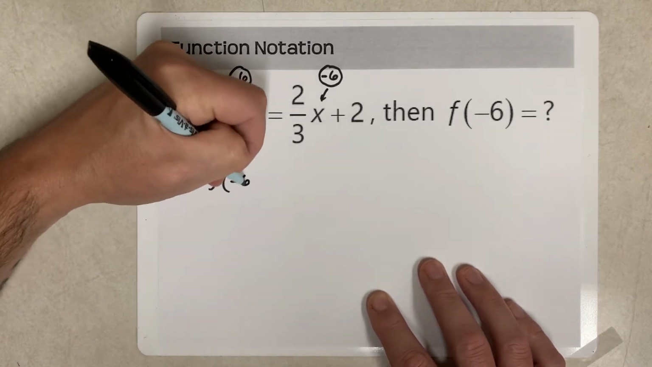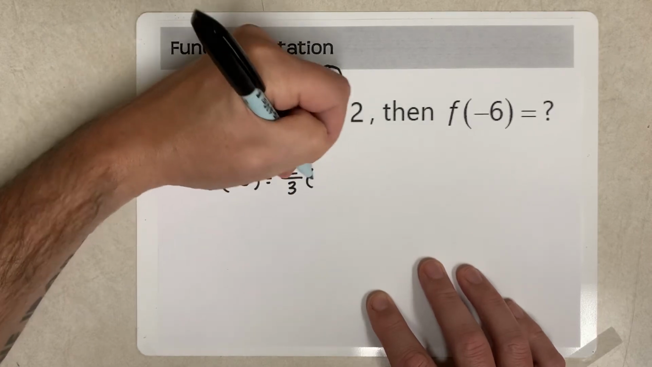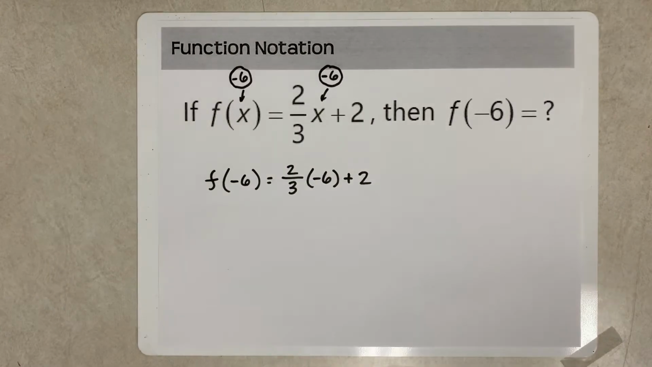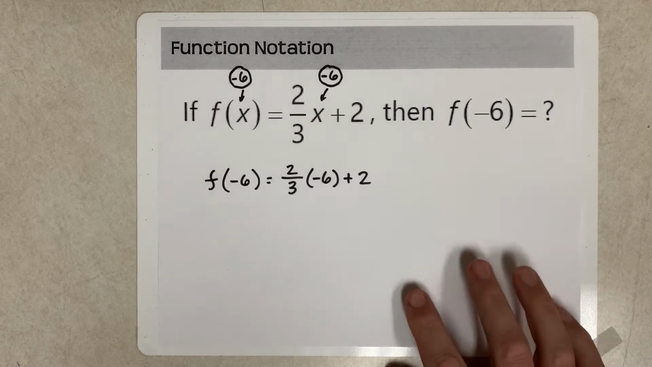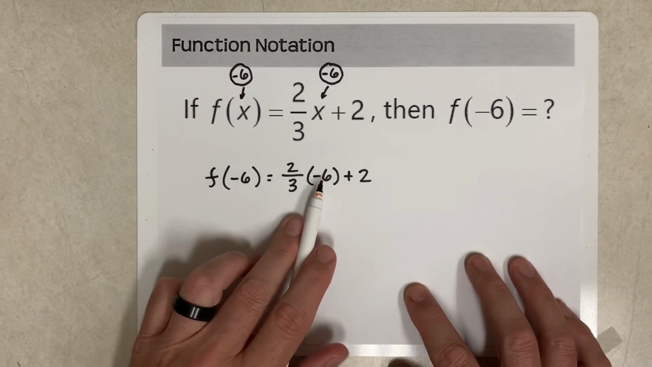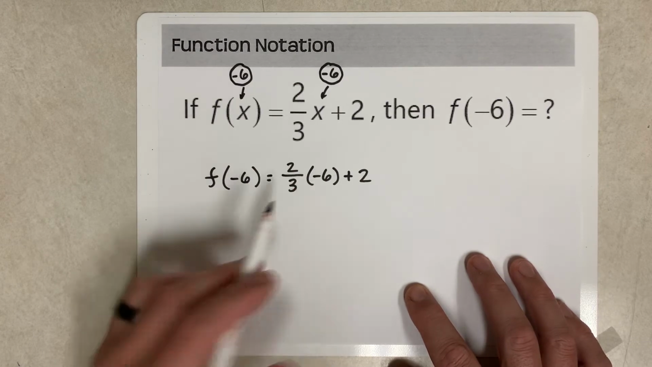f of -6 equals 2/3 times -6 plus 2. You can do this however you want. I've got my own special ways that I deal with fractions, and I'll tell you that my ways are not everybody's ways, but it's my way. If I look at this, a couple ways I could do it. 6 times 2 is 12, divided by 3 is 4. You could do it that way.